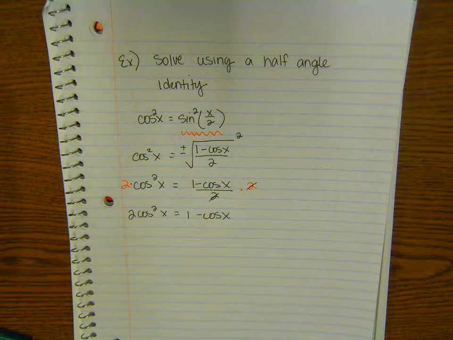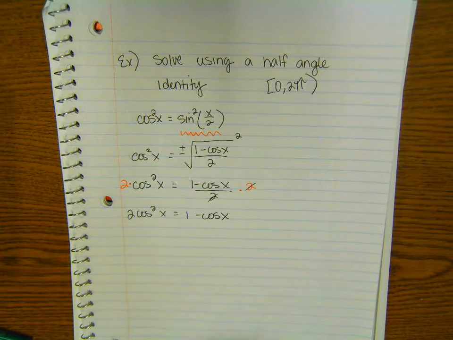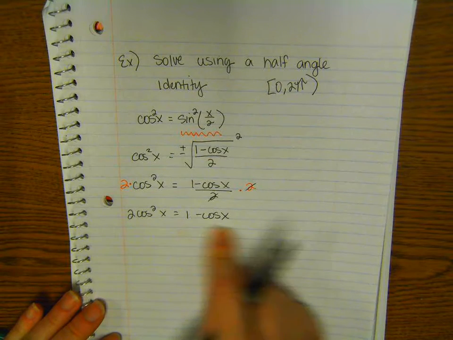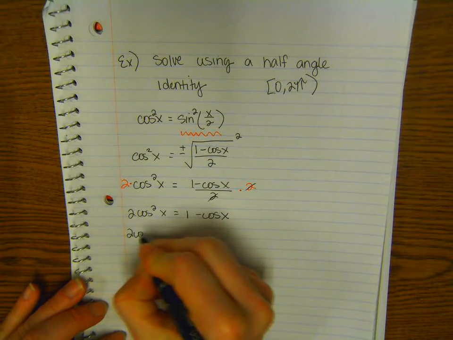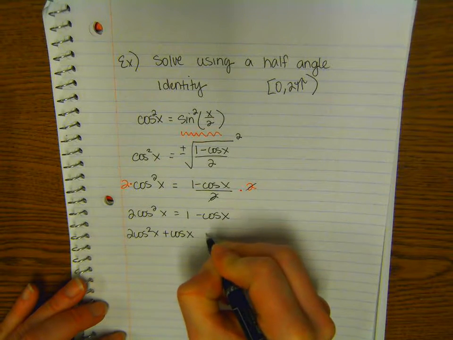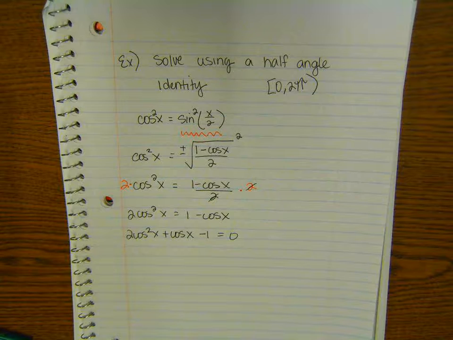Okay, so we're trying to solve. I know. I'm going to give you some parameters. We're going to solve on 0 to 2 pi. What do you think? What should I do now? Subtract the 1 and add the cosine to get a 0 on this side? Sure. I like doing this way because you know how I'm weird about the leading coefficient being positive. But you can.